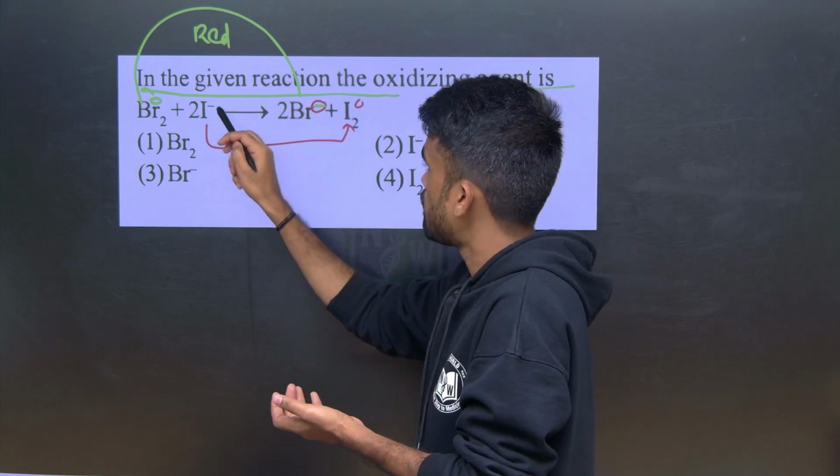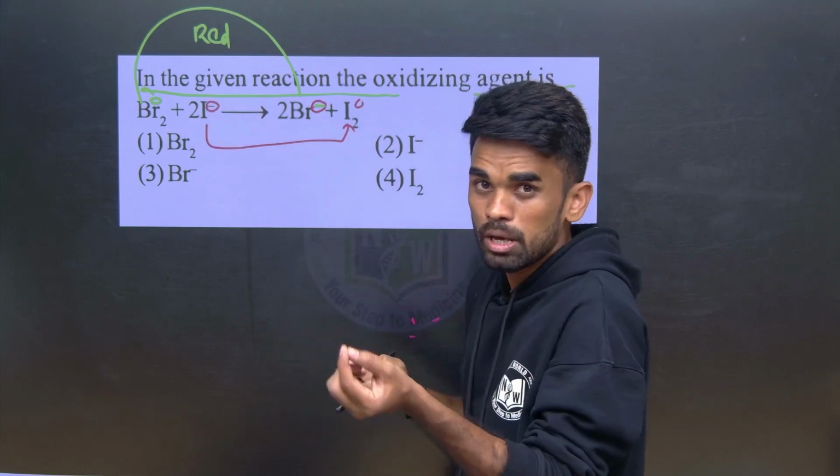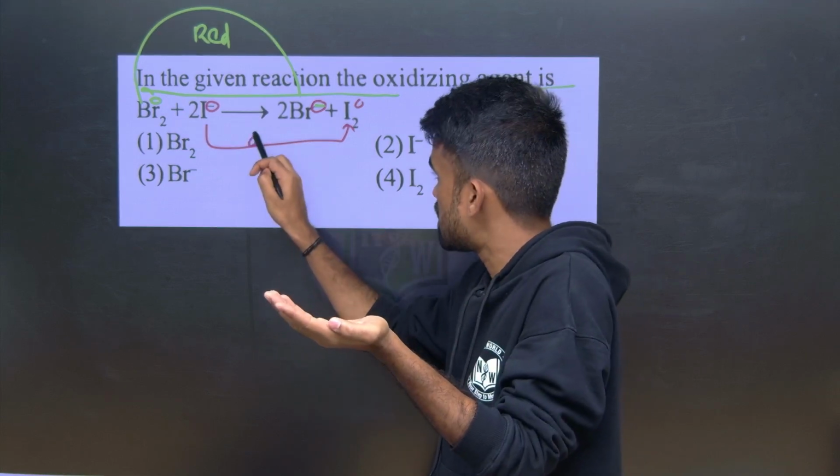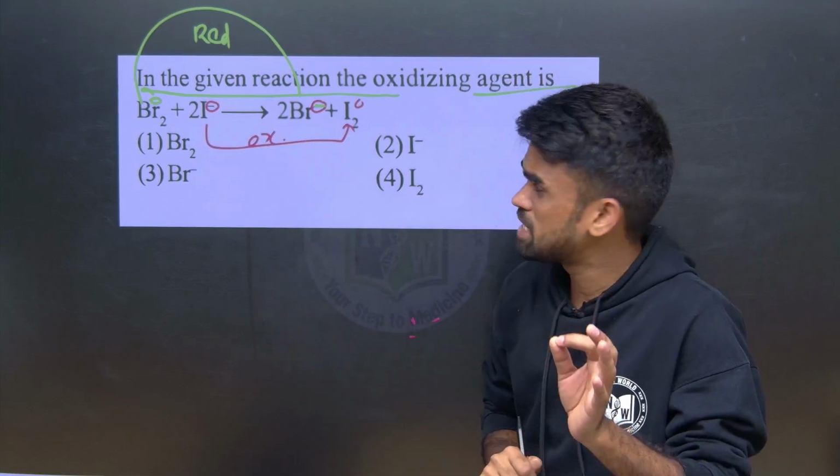Okay, so minus is becoming 0, so the oxidation number is increased, right? Minus to 0, number is increased. So what is that? Oxidation, right? Hope it is clear up to here.